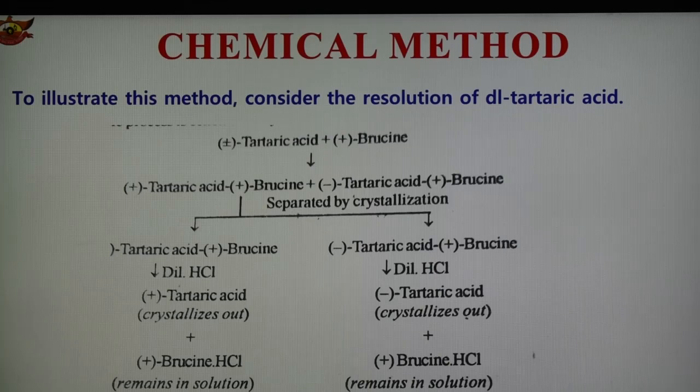So in this method, first we have to take the DL mixture. First we separate it by crystallization into two different parts, and then we get diastereomers, and then we can separate them by adding HCl into enantiomers.